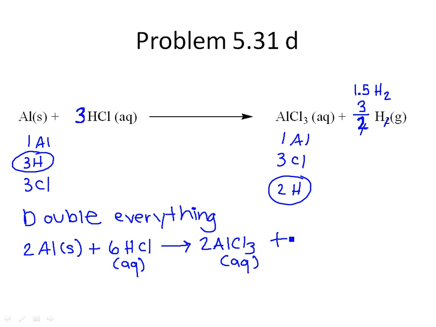Alright, so now if we take 3 over 2, or 1.5 times 2, so we double it, then we get 3H2. So now if you go back and check, we've got 2 aluminums on both sides, we have 6 chlorines on both sides, and we have 6 hydrogens on both sides as well.